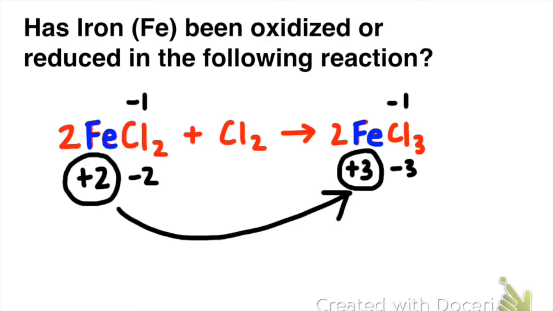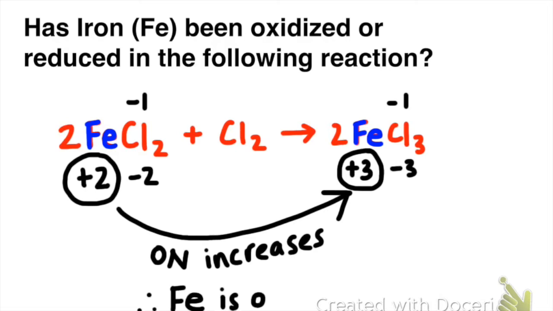So what's happened to Fe? It's gone from +2 up to +3. The oxidation number has increased, and therefore we can conclude that Fe is oxidized.